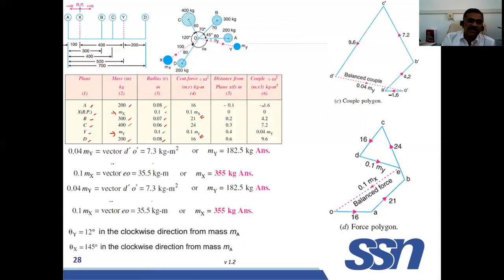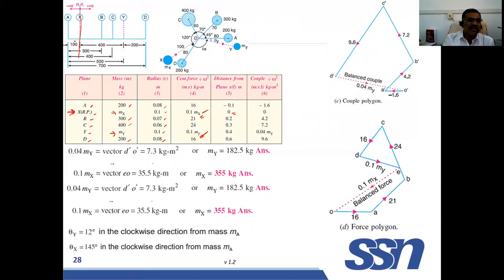For that, while calculating the couple, you have to make one of the unknown masses zero. There are two unknowns, this is one unknown, this is another unknown. So we are taking X as the reference. If you make X the reference, its distance will be 0. The position of the plane will be 0.